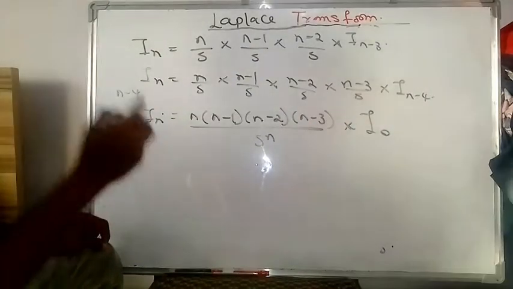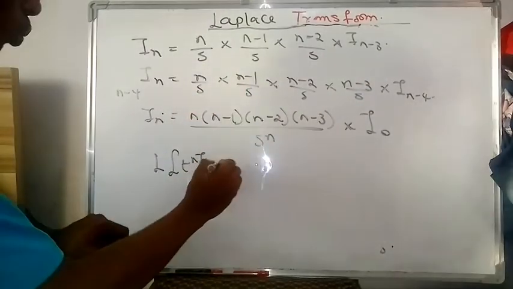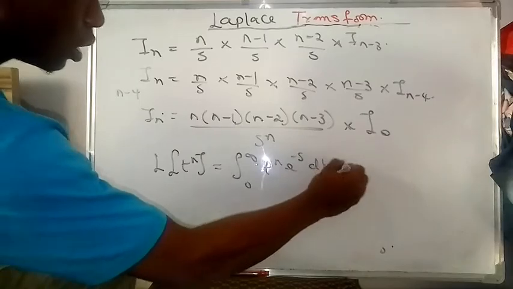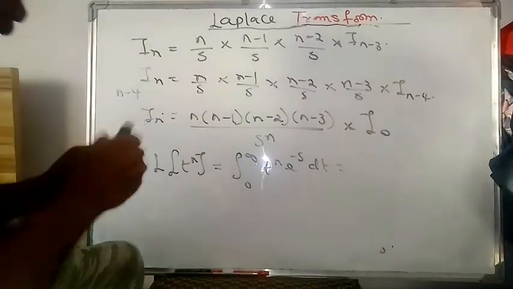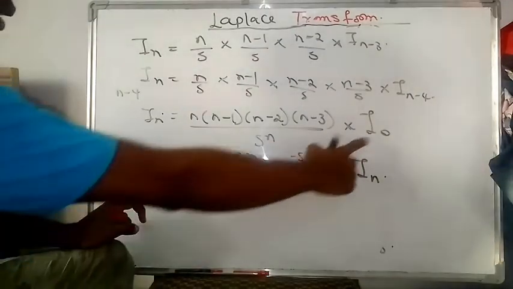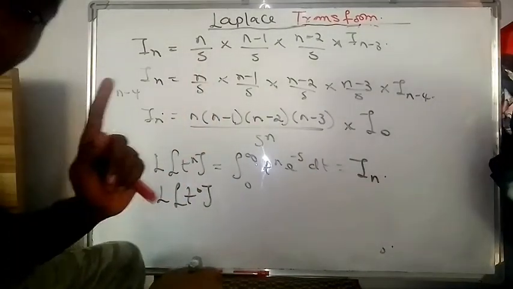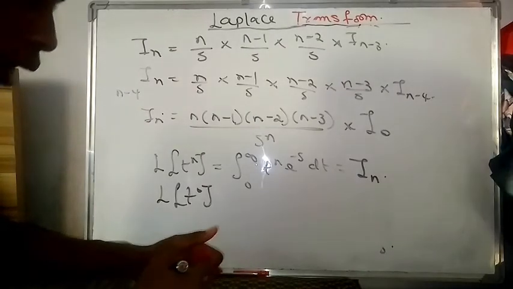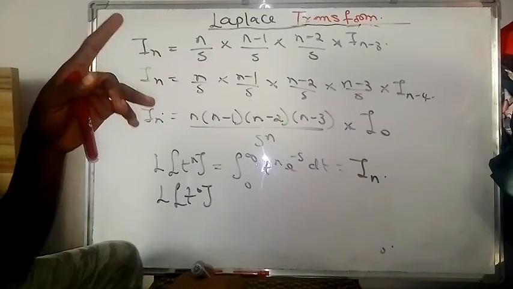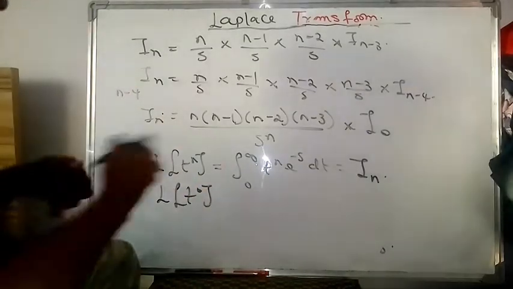Now you notice that we assume the Laplace of t raised to power n is equal to the integral from 0 to infinity of t raised to power n times e to the power of minus s t, which we also assume to be equal to I subscript n. That means I subscript 0 will be equal to the Laplace of t raised to power 0. Here t raised to power 0 is equal to 1, so this is the Laplace of 1.